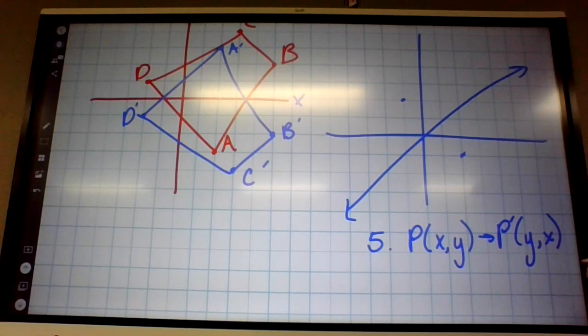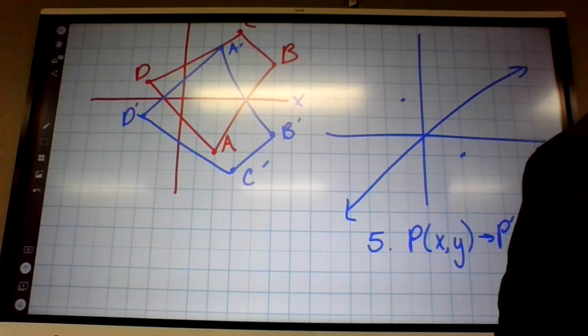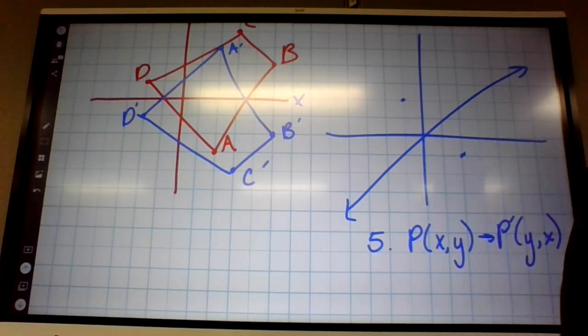Can we put that on our regular paper? Yeah, most of these you don't need graph paper for. There's just a few.